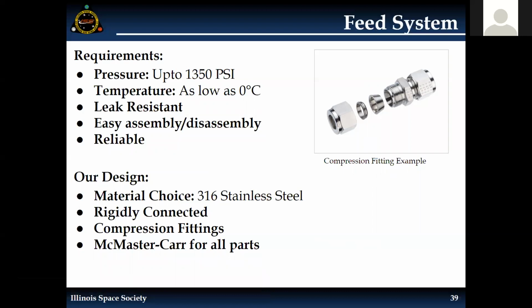I'm going to go over some of the requirements for the feed system and how our design fits into and around those requirements. Due to the pressures in our system, which reach 1350 psi, we need to make sure our feed lines, which are basically the plumbing and piping, are resistant to these high pressures. Also, our oxidizer is stored at 0 degrees Celsius, and we need to make sure that the materials in our feed system do not weaken at those freezing temperatures.